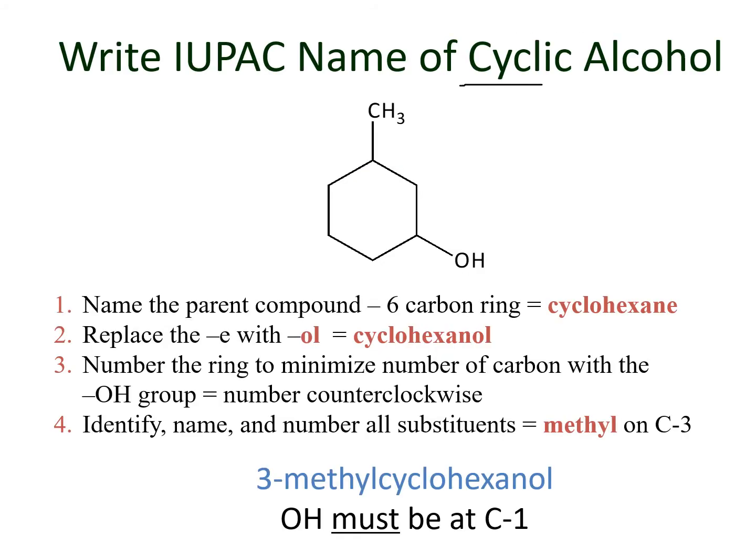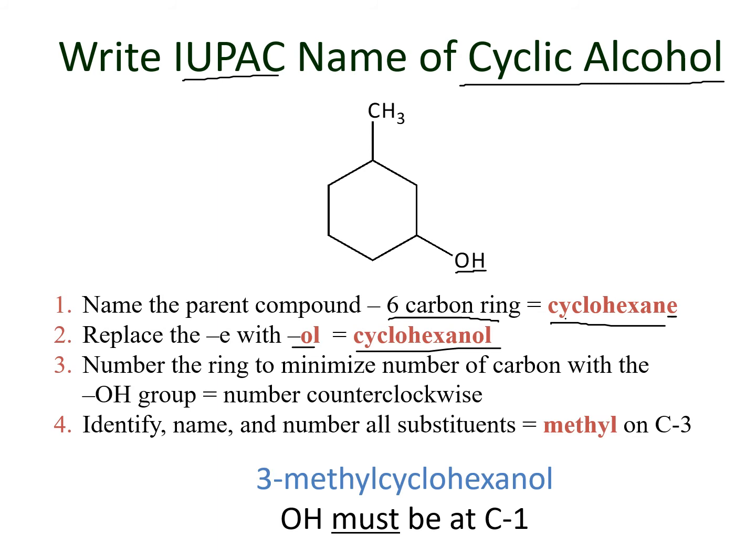Next we have the IUPAC naming for the cyclic alcohols, and again we have some rules. Most of the same rules will apply as for the general hydrocarbons, with a little bit of differences. So name the parent compound, which in this case, and most commonly, is the 6 carbon ring. A 6 carbon hydrocarbon ring is known as cyclohexane. So we will call it cyclohexane, but because it is an alcohol, it has an OH group, so this last E will be replaced with OL and it becomes cyclohexanol.